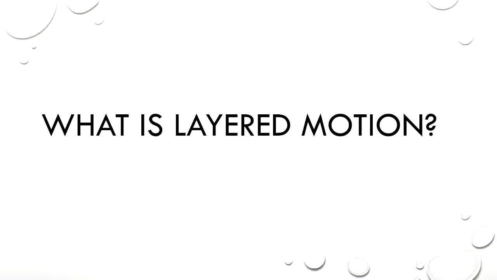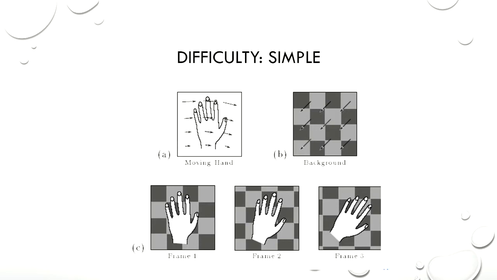So what is layered motion? Let's look at a couple of examples here. You have your example A, B, and C. This is all one example, and the difficulty of this problem is in terms of how the computer or your model takes in the layered motion. You have your hand which is waving, then you have your background, and then you have your line segments which say what the direction of the motion is.